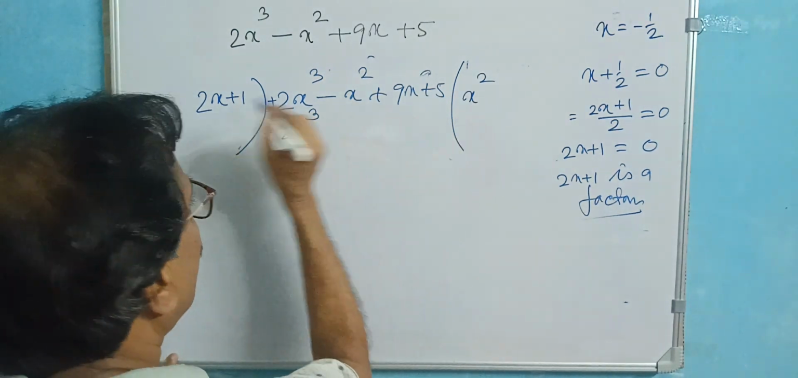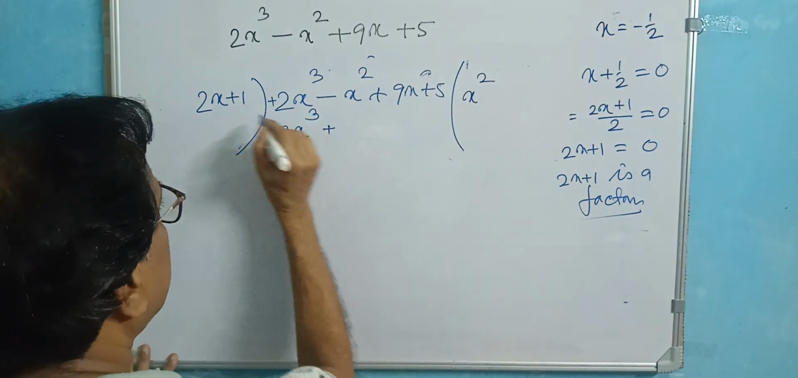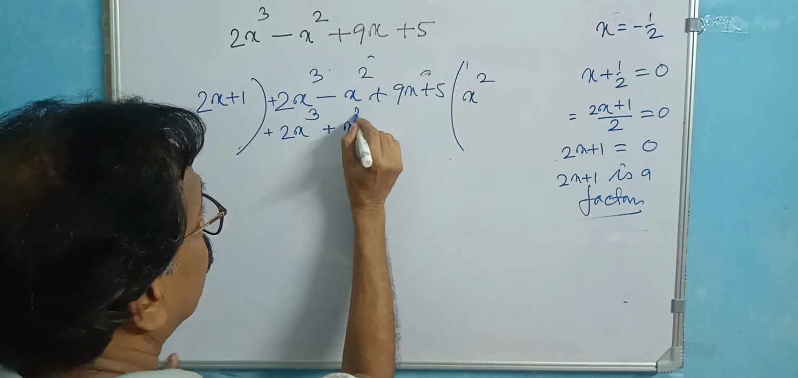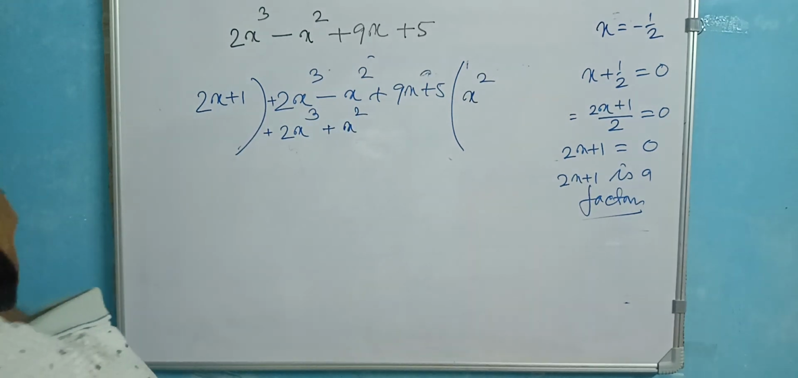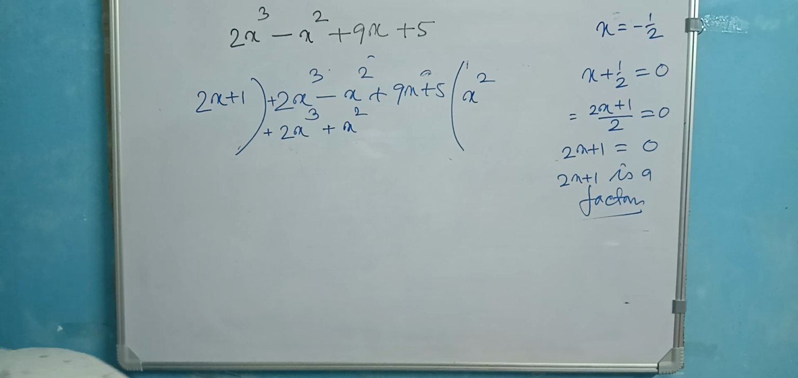Okay, so now the other part is okay. So plus this is x square.